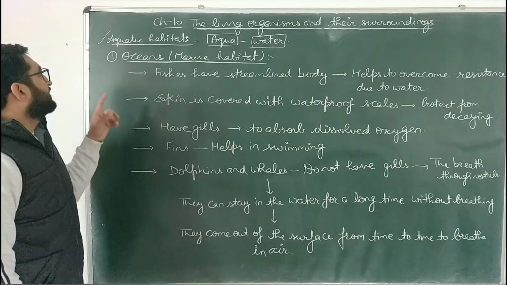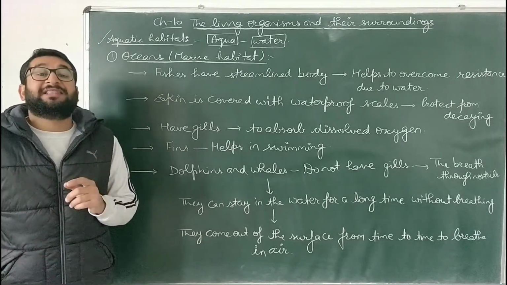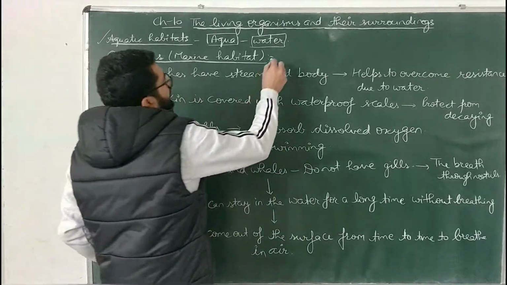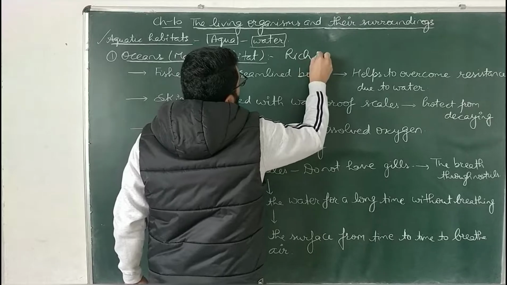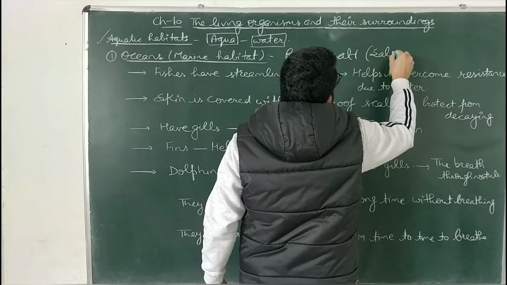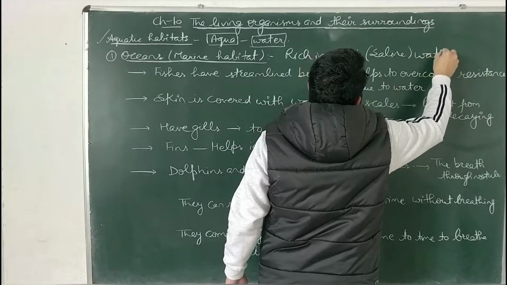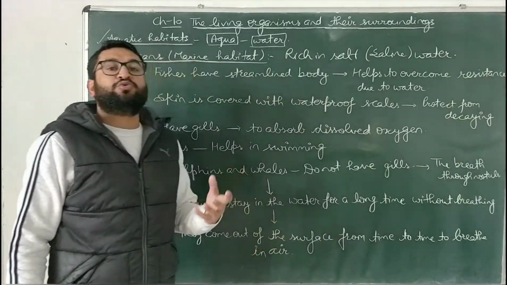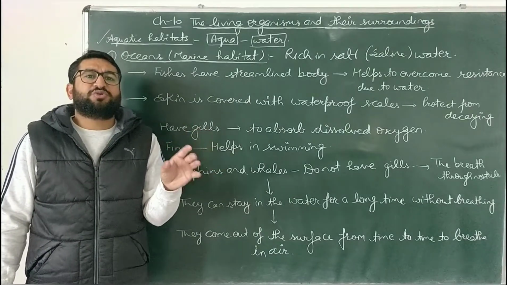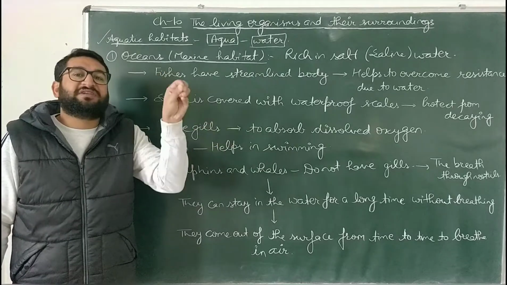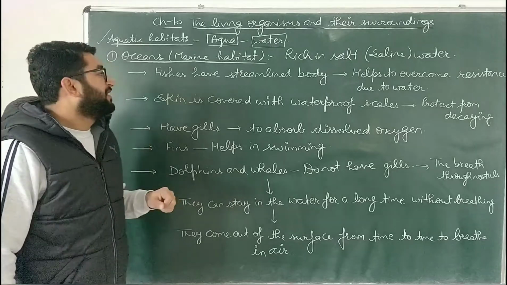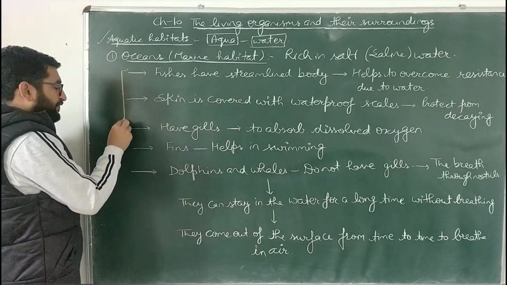Out of those aquatic habitats, we'll discuss the first one, that is the oceans, the marine habitat. Oceans are rich in salt water. They are also known as saline water. The concentration, the amount of salt inside the water, is quite high. So the animals which live in those conditions have various kinds of adaptations. For example, first we'll discuss the fishes.